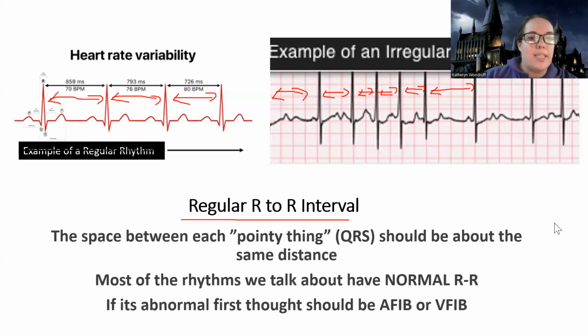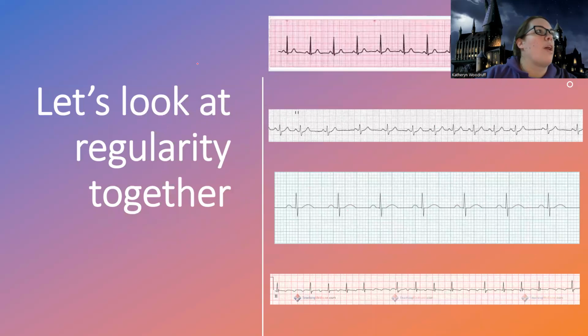So let's practice this together. Let's look at these and identify if they're regular or irregular. So this one, we're going to go through and look here. Is there the same space? If you look at this, it looks like it's pretty much the same all the way throughout. So for this first one, if I'm looking across, it's pretty regular. So this one's going to be a regular.